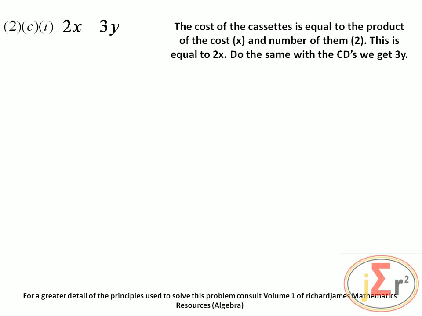And what do we see? We have 2 cassettes to be multiplied by x. And then we have 3 CDs to be multiplied by y. The number times the cost. The number times the cost. The total will be 175.